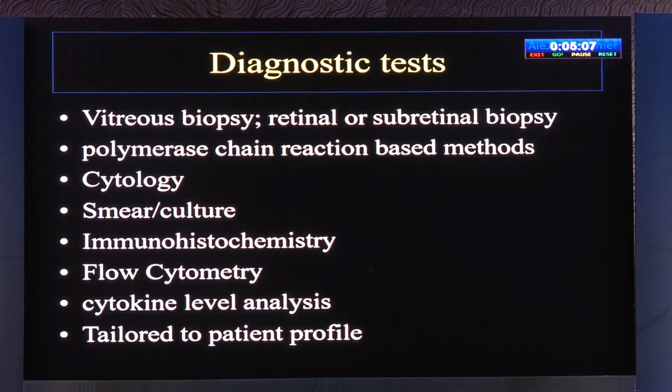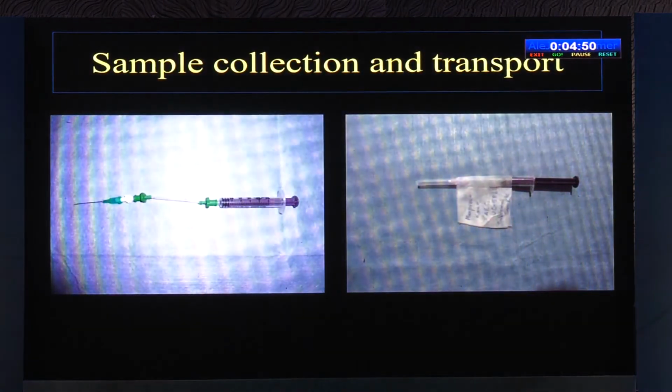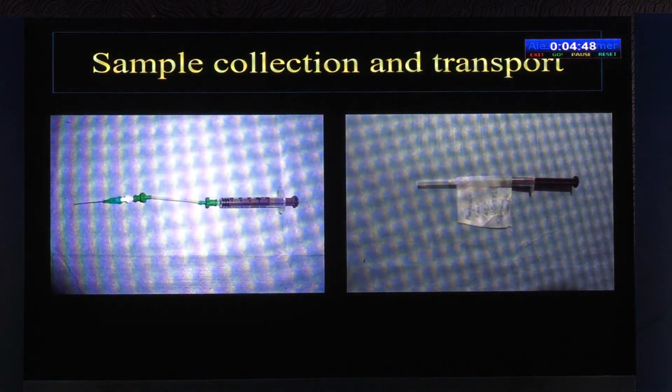So the various tests that we perform on these vitreous samples are the molecular tests, that is the PCR tests, cytology, smear and culture for any infective etiology, immunohistochemistry and flow cytometry for any malignancy, and cytokine level analysis, which are all tailored to the patient profile. So the sample collection and transport is very critical.